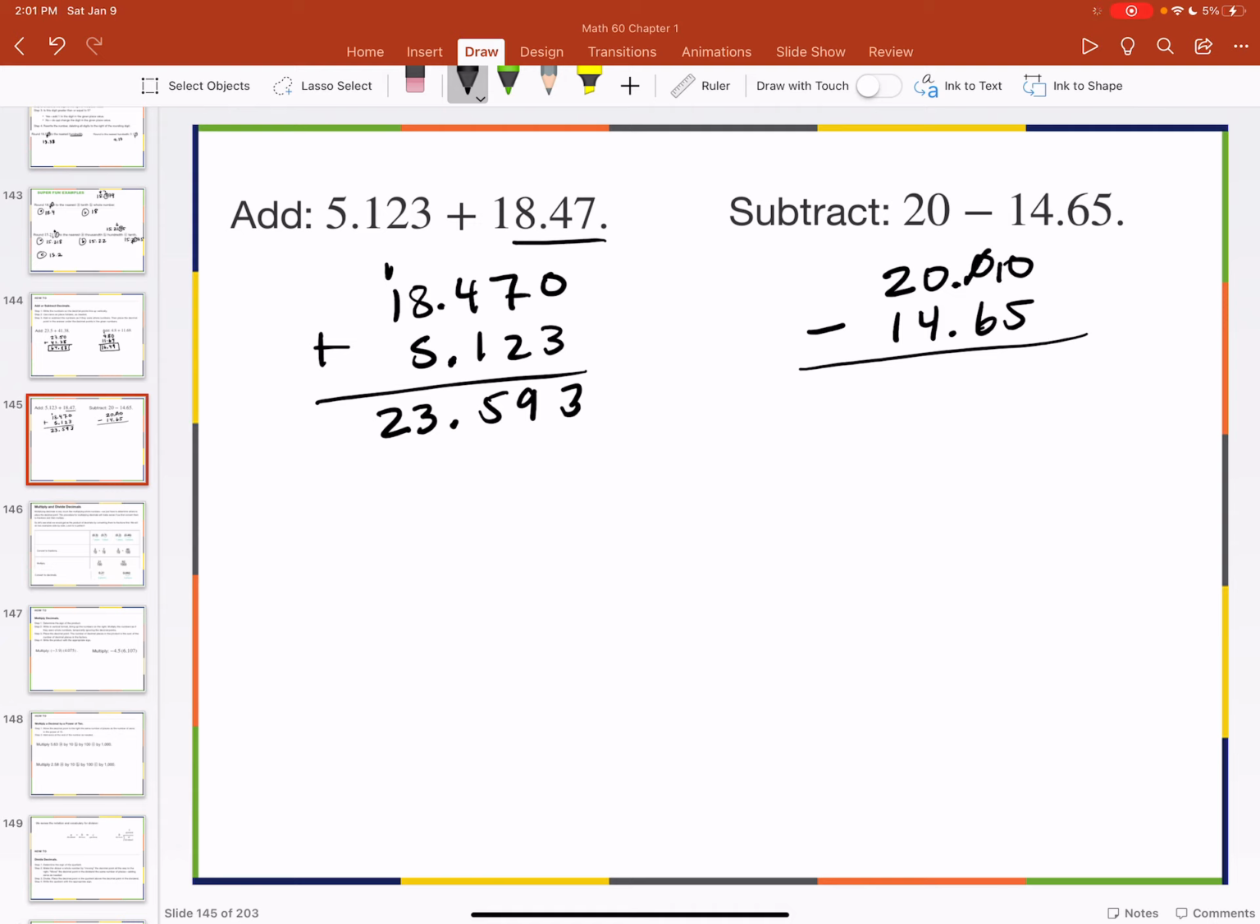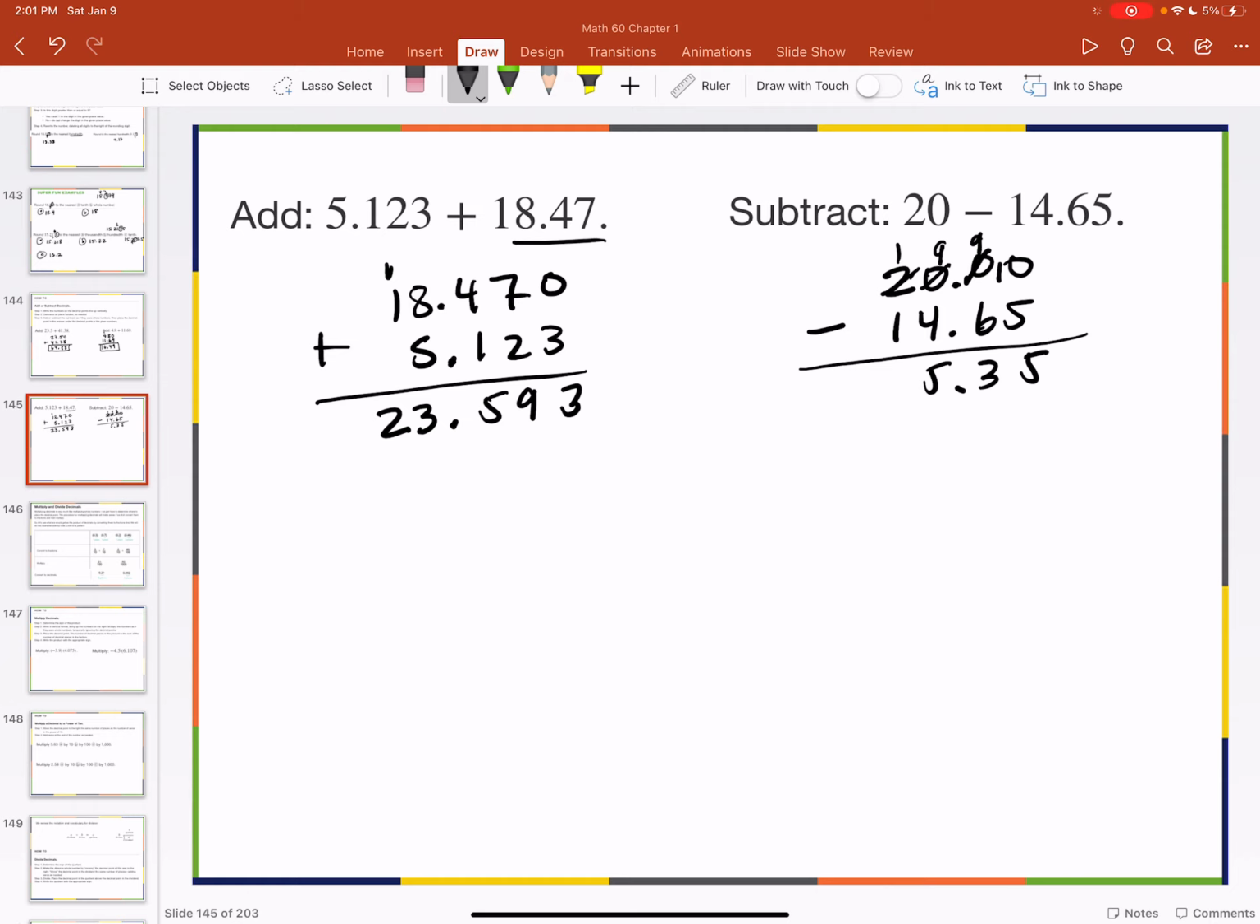That makes it 10, but because that 0 didn't have anything to make it 10, we're going to borrow from here, right? This is going to be a 9. Then we're going to borrow from here, which is also going to be a 9. And then that's going to become a 1, okay? Then we subtract, and we get 5.35.